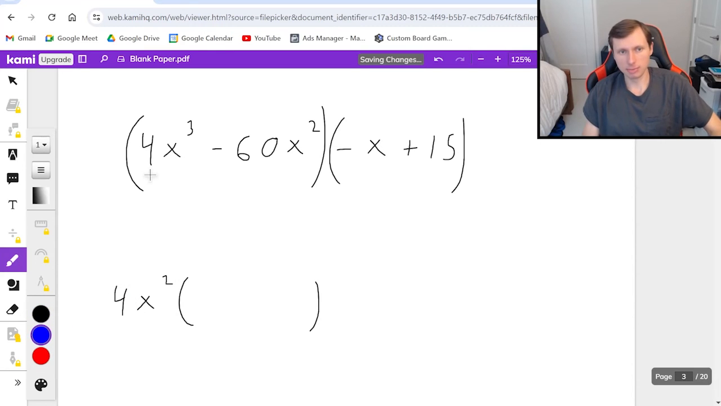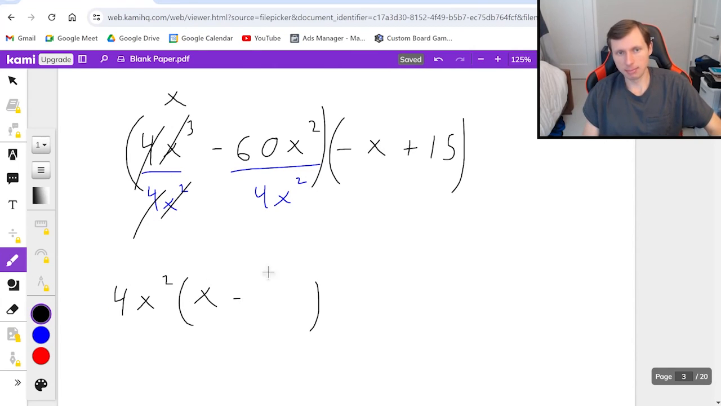And that would leave me with, let's see, divide both sides by 4x squared. The first one's going to reduce to just x. And then minus 60 divided by 4 is 15. And the x squareds cancel perfectly, so minus 15. Then for the second one, like I said, I always want to pull out that negative sign there if the first term is negative. They don't have anything else in common though, so that means the only thing I'm pulling out in front is a negative 1.